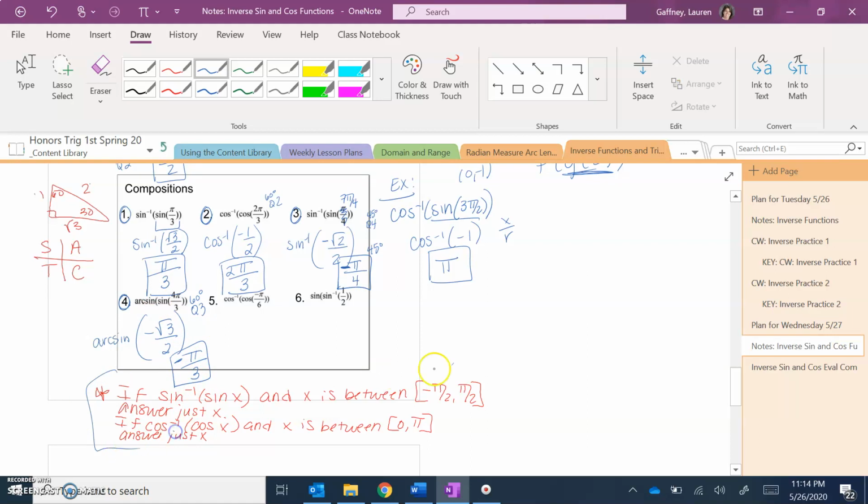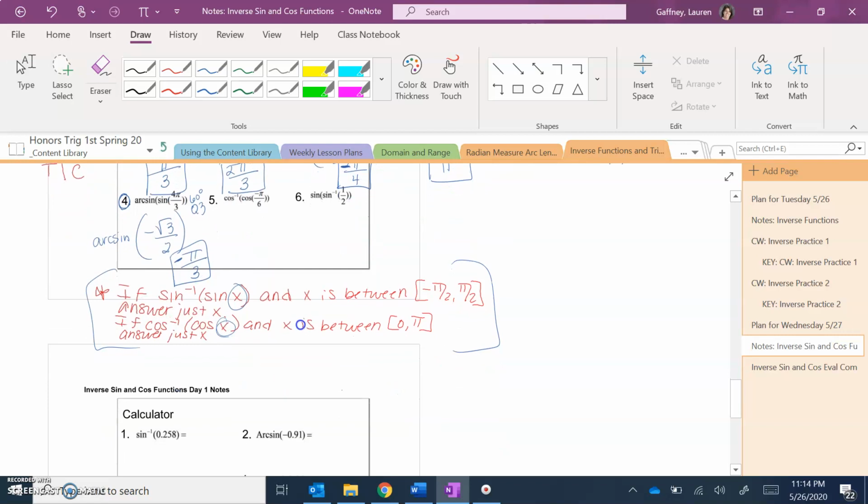Now, here, this is important. If you do sine inverse and sine, and that x value is between negative pi over 2 and pi over 2, then that's just your answer. If it's outside of that, do the whole thing. If you have cosine inverse and cosine, and the x value right here is between its restrictions of 0 and pi, that's just your answer. If it's outside of that, you've got to do the whole thing.